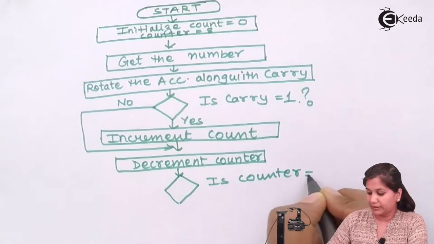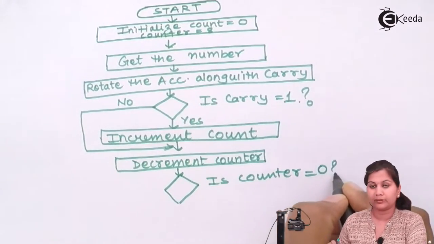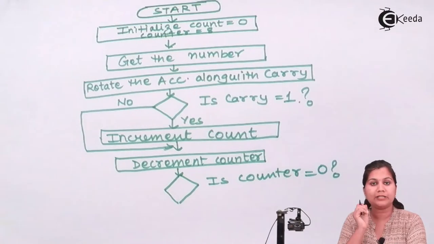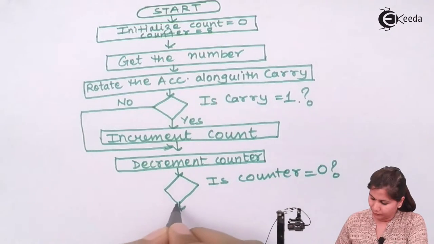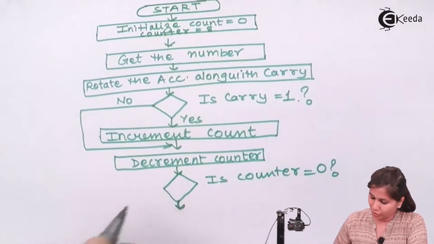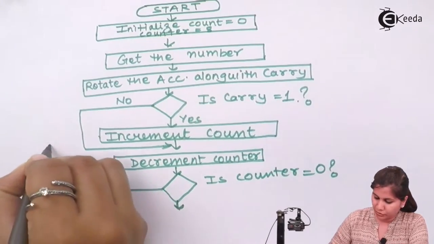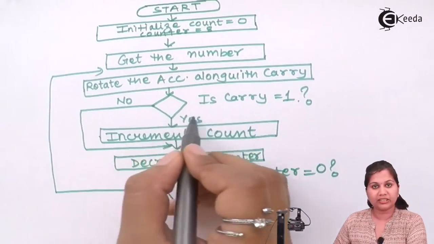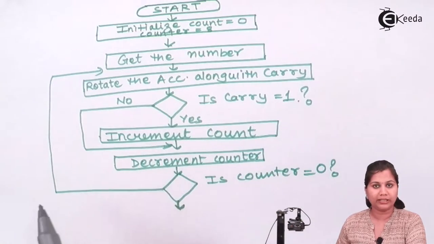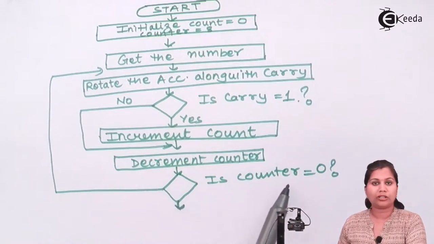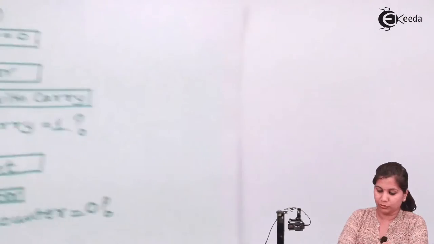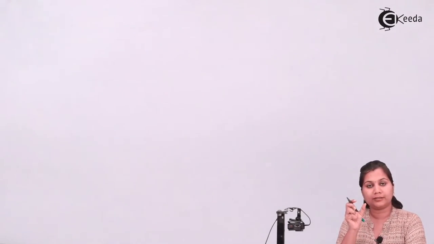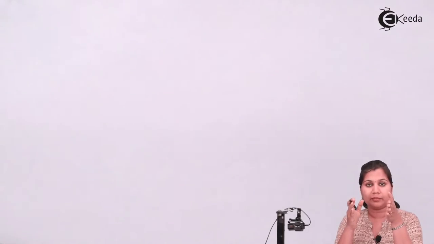which is initialized by this 8 value is 0 or not. It means whether all the 8 bits have been checked or not. If not checked, then repeat the process: rotate the accumulator, check whether the carry is generated or not, increment the count and decrement the counter until the counter has become 0 and all the bits have been checked. Now when the counter has become 0, we have got the result, the number of ones present in the number, in the count value.